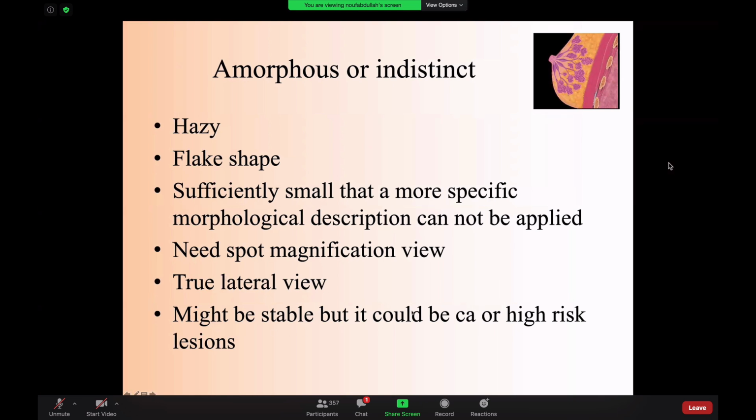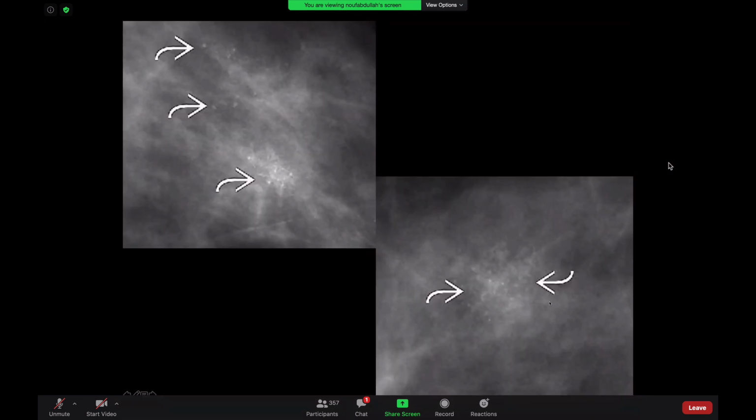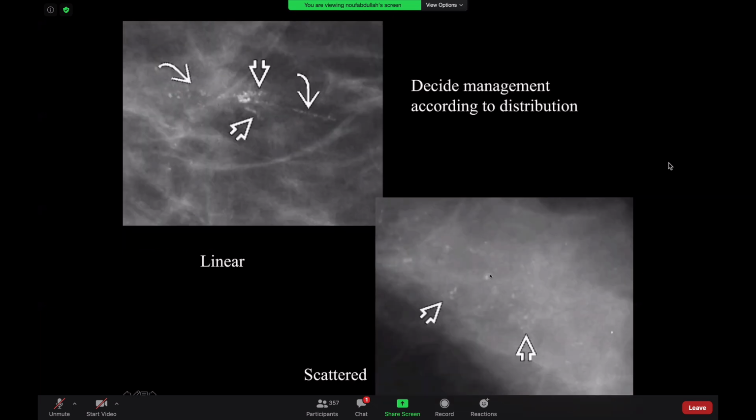If they are stable, it could still be cancer, or if the patient has high risk, you probably need to do biopsy. So this is an example. Grouped amorphous microcalcification, I would be very careful. If they are new, I would biopsy, BI-RADS 4A. If it is a first-time mammogram, I would maybe call it BI-RADS 3 for follow-up. If she comes back on follow-up with increasing, then it is probably suspicious.